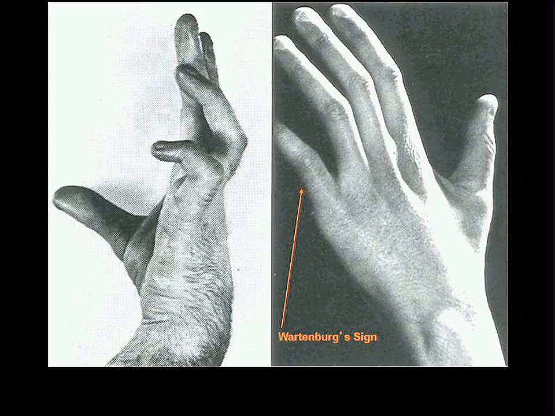This is a big problem for people because when you put your hand in your pants pocket, that little finger catches on the edge of your pants pocket. It's quite annoying to people to have this thing. And you really have to surgically correct it or they'll get really upset at you.